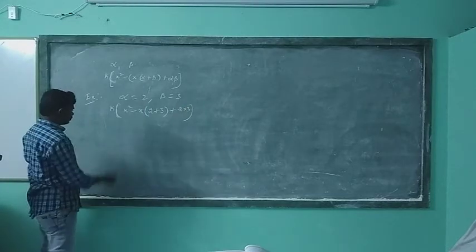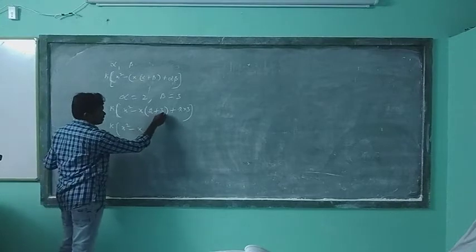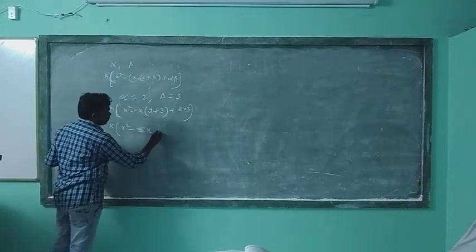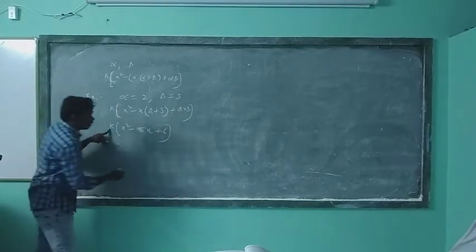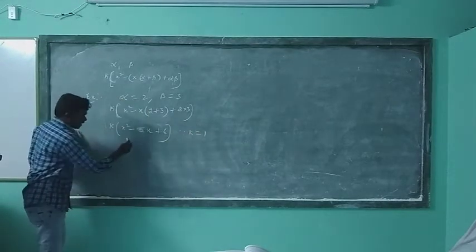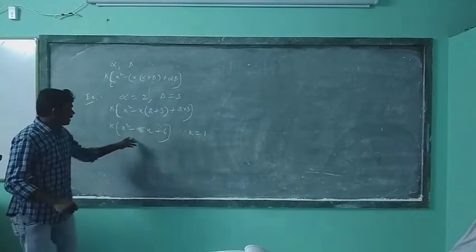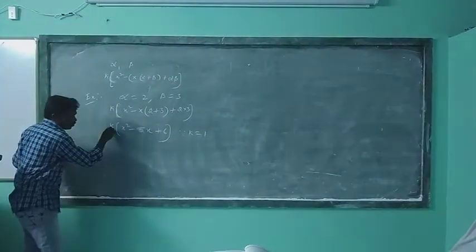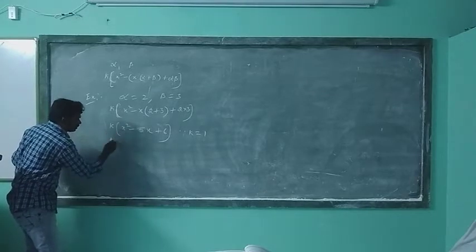Now, k into x square minus 2 plus 3. 2 plus 3 is 5, 5 into x, 5x. Plus 2 into 3, here 6. Now here k equal to 1, because here the denominator is 1. Here the denominator's LCM is 1. Now in this case, we take k equal to 1.